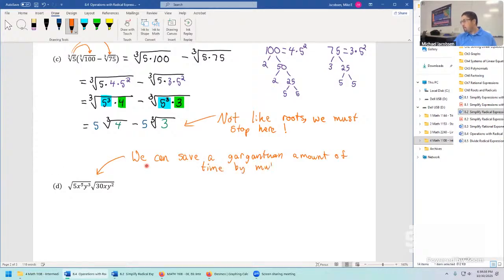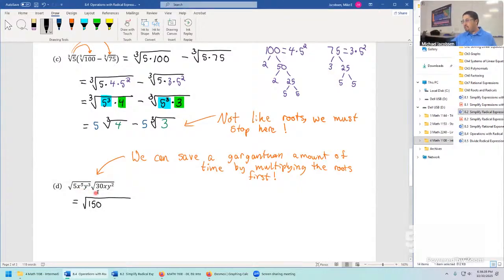By multiplying the roots first. I think that deserves an exclamation mark too on this one. So if we multiply the roots together, here's what it would look like. You would just take 5 times 30, that's going to give us 150.